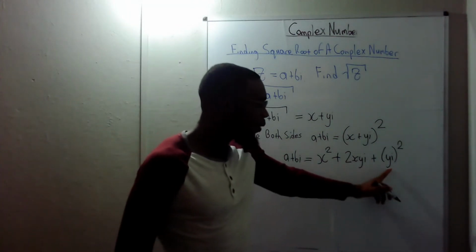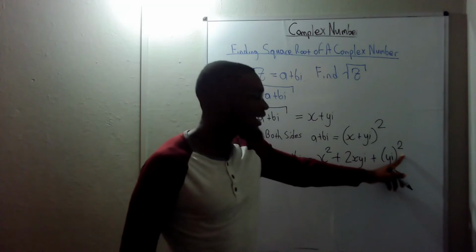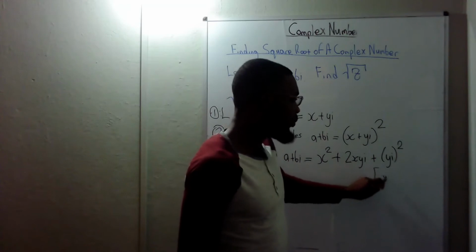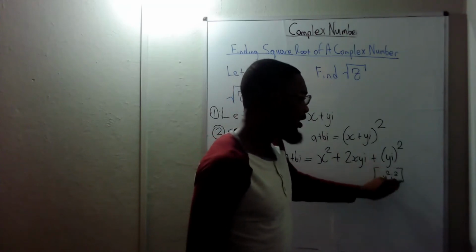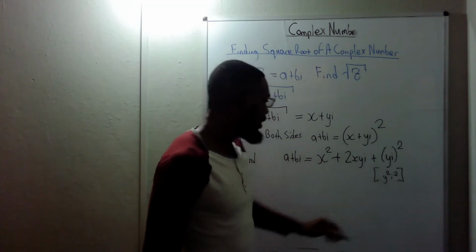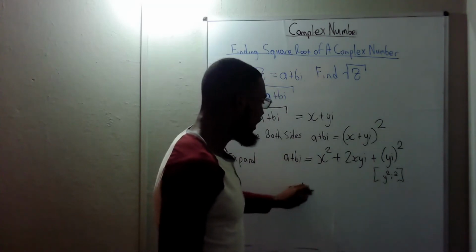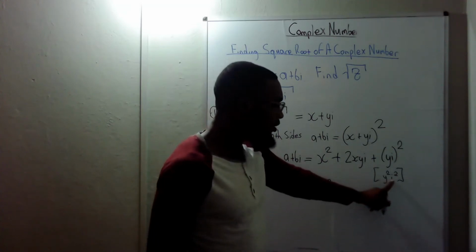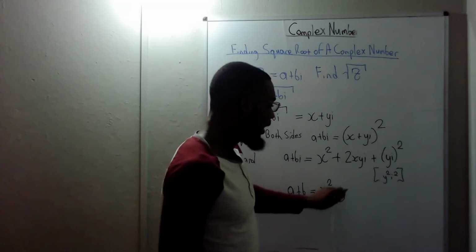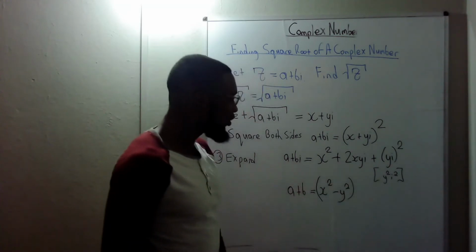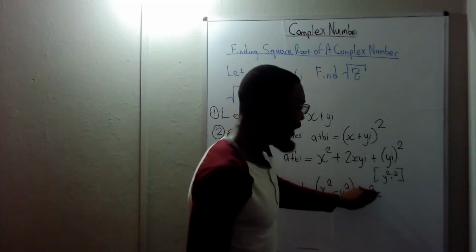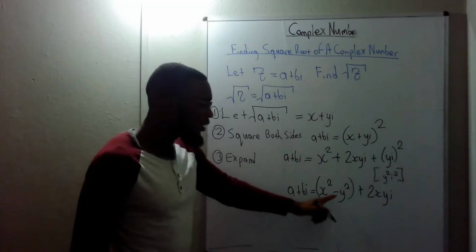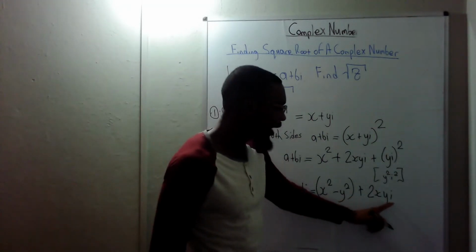Now we know that yi all squared is y squared i squared. But i squared is what? Minus 1. This part right here is y squared i squared, and i squared is minus 1. So this is going to become a plus bi is equal to x squared, and now i squared is minus 1, so this is going to become minus y squared. That's the real part, plus 2xyi. So a plus bi is x squared minus y squared plus 2xyi.